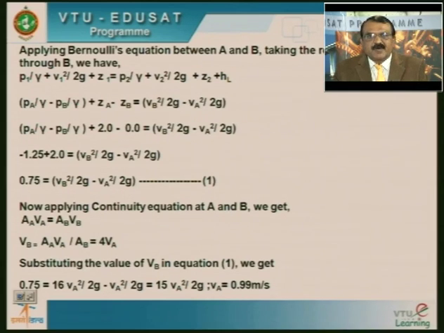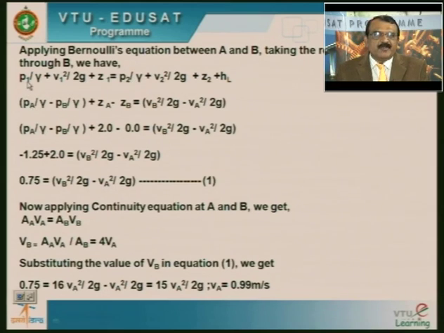Never ever forget this value of HL for a real fluid. I said if it is an ideal fluid, the value of HL is equal to 0. Now in this case, I just regroup these terms. What I am going to do is push this P2 by gamma to the left hand side.